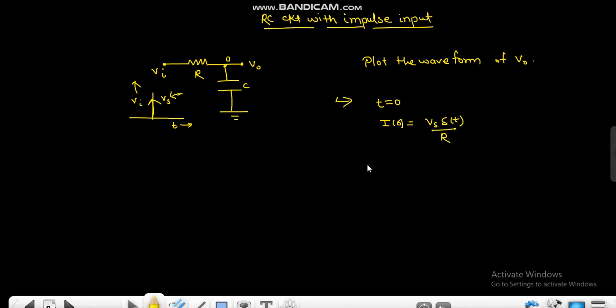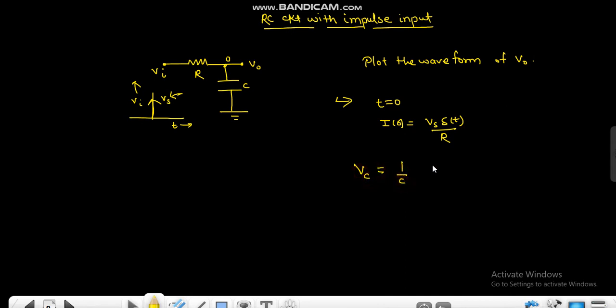If there is an infinite amount of current flowing through a capacitor, then the capacitor will change its voltage all of a sudden. See, what does the property say? The property says that the capacitor can't change the value of its voltage instantaneously. But if there is an infinite amount of current, this property doesn't hold. At an infinite amount of current, the capacitor will change its value instantaneously. So at t equals to 0, what is the value of the capacitor voltage?